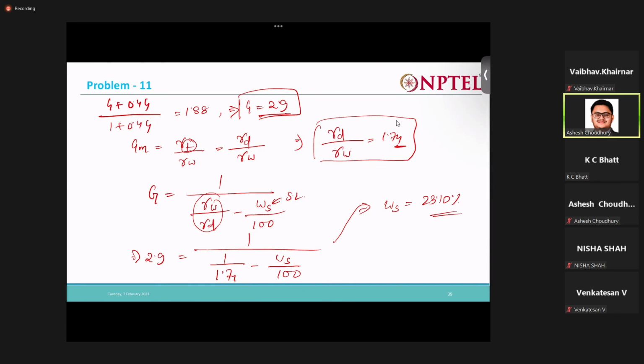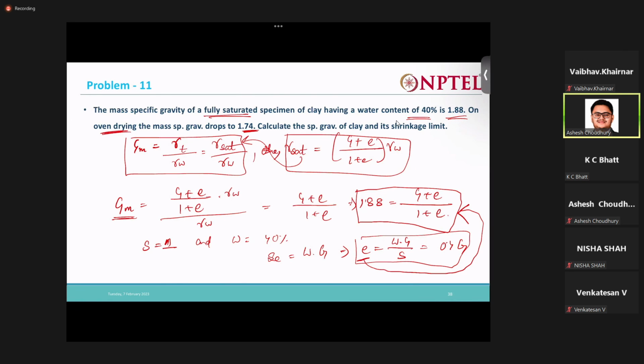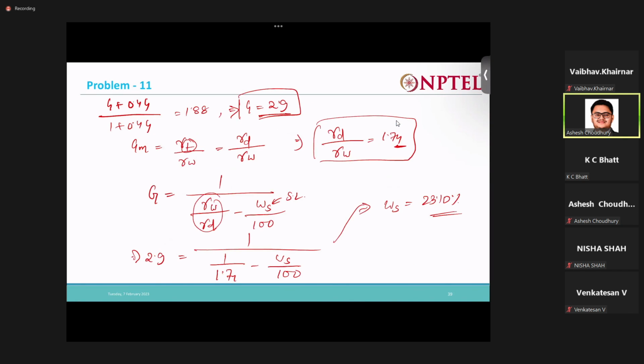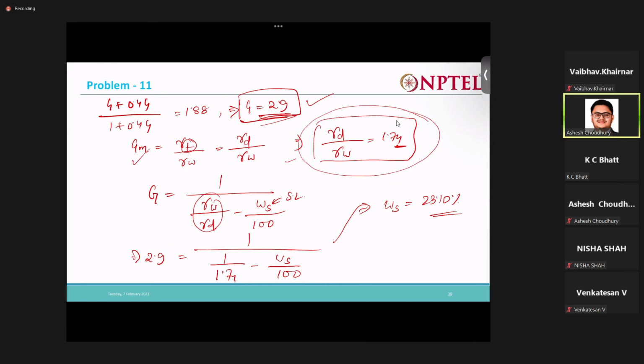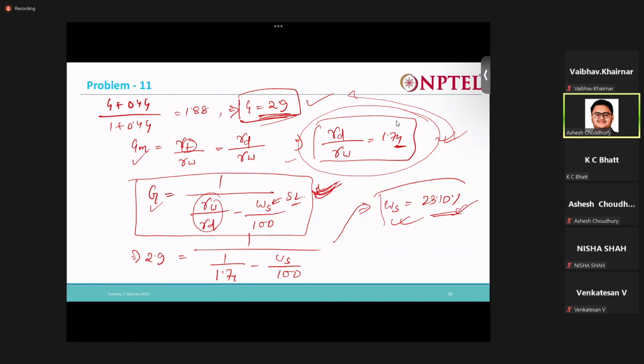Done. So what we did was formulate two equations in terms of G, one from the mass specific gravity and one from the void ratio. We substituted one into the other to determine the specific gravity. This was our first part. In the second part, the question mentioned the dried soil, with specific gravity 1.74. Using this, and the relation between G and your shrinkage limit, we could easily find the shrinkage limit. You may remember this relation for fast calculation, which is essential for competitive exams like GATE. So we calculated the shrinkage limit as 23.10.